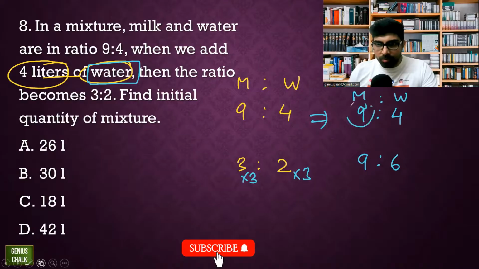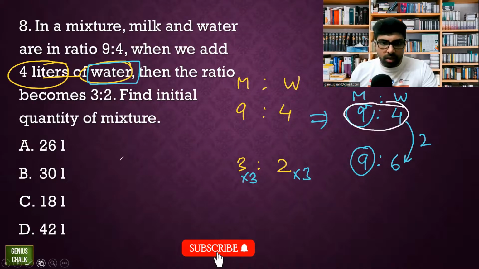Milk is the same and water is only 2 units added. Now what is the total? Total is 9 plus 4, 13. So we can write that 13 units. Okay, 13 units we need to find.